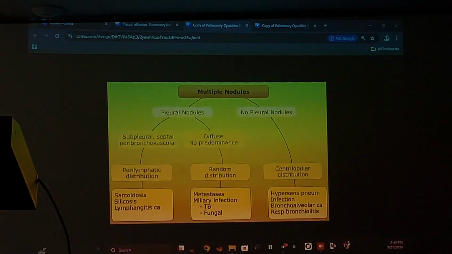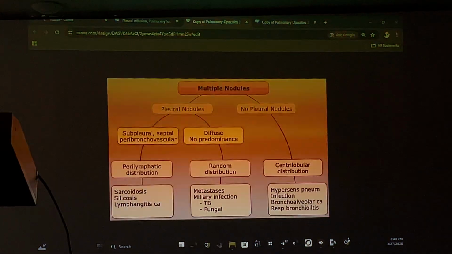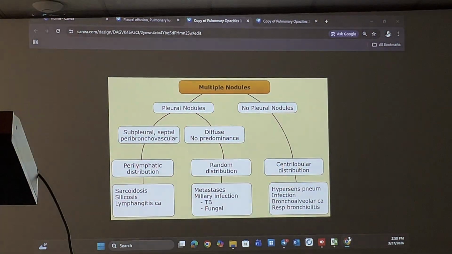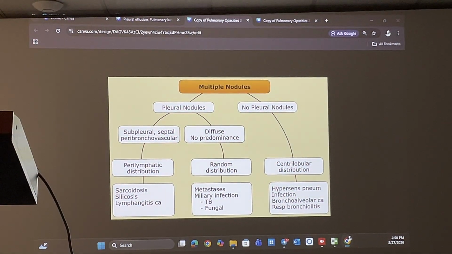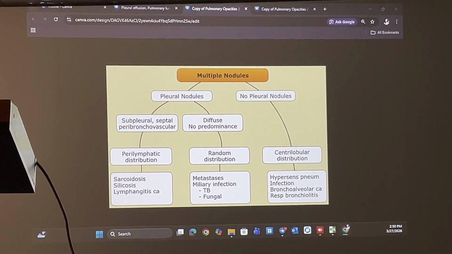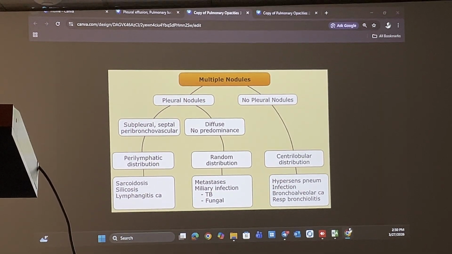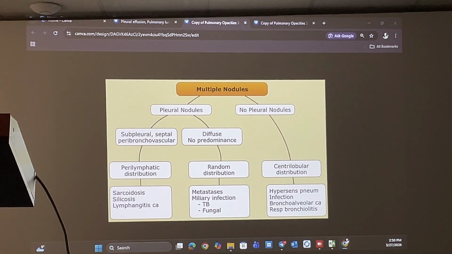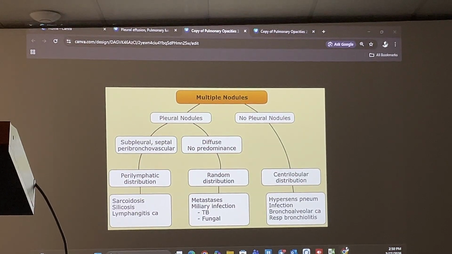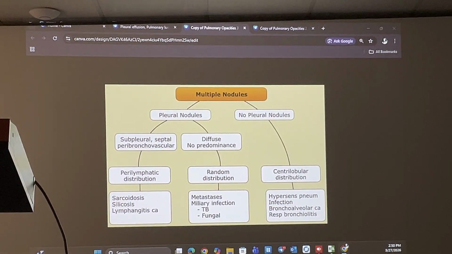So there is an algorithm to distinguish perilymphatic, random and centrilobular nodules. Look for the presence of pleural nodules. These are often easiest to see along the fissures. If pleural nodules are absent or few in number, the distribution is likely centrilobular. If pleural nodules are visible, the pattern is either random, also called hematogenous, or perilymphatic. If there are pleural nodules and also nodules along the central bronchovascular interstitium and along interlobular septa, you are dealing with a perilymphatic distribution.